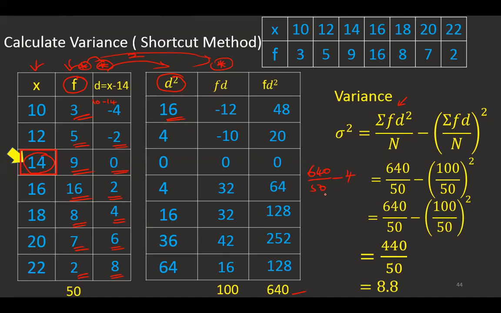2 square is 4. Then I am going to cross multiply this. So 640 minus 200 divided by 50. 640 minus 200 means it is 440. Okay, divided by 50, this 0 cancels. 44 by 5 will give you 8.8. Okay, so this is the simplest way we are going to use for the variance in the shortcut method.